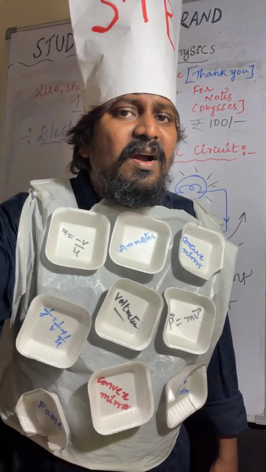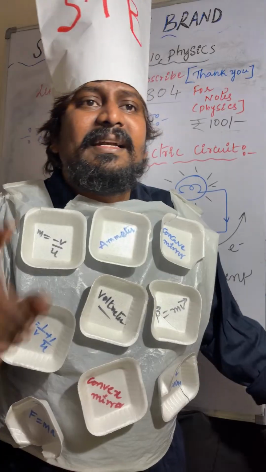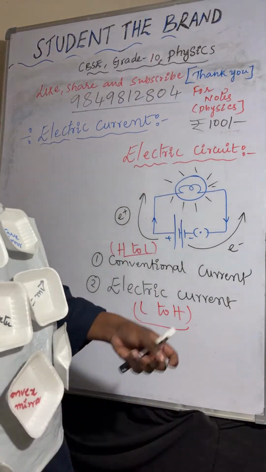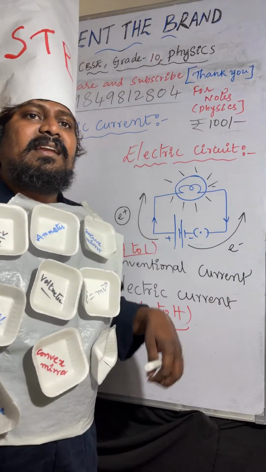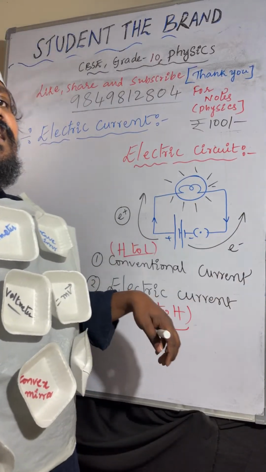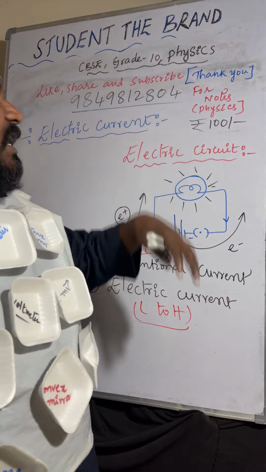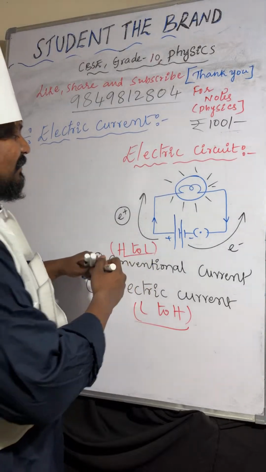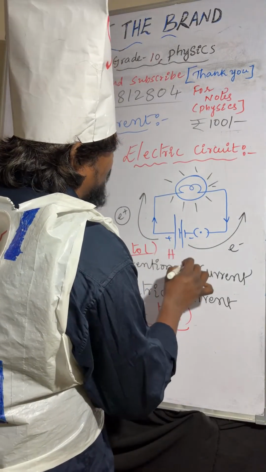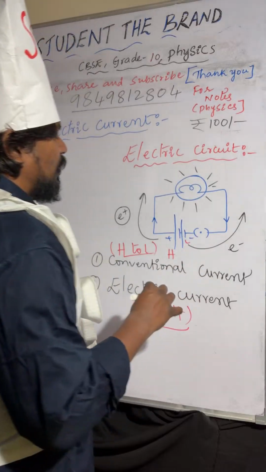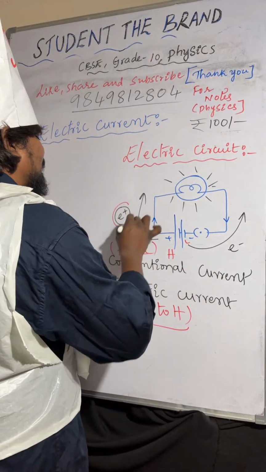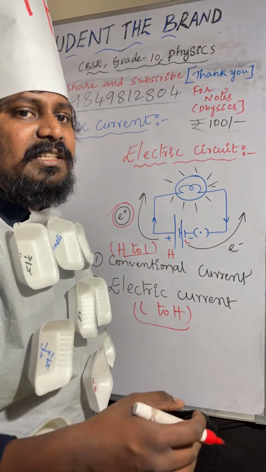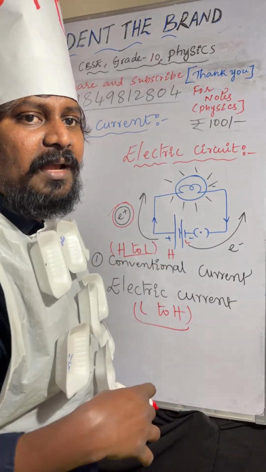So these two points are very, very important. Definitely one question will come on this concept, conventional current and electric current. Conventional current is nothing but the flow of positive charges, from high potential to low potential. Here the positive terminal is high potential and the negative terminal is low potential. Positive charges move from high potential to low potential. Electrons move from low potential to high potential.